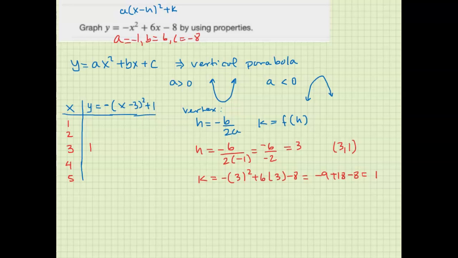So let's plug in 4. We get negative 4 minus 3 is 1 squared plus 1. Negative 1 plus 1 gives me 0. By symmetry, if I go 1 this way and 1 this way, those should have the same y value, so this is also 0. Now plug in 5 into here. We get negative 5 minus 3 is negative 2, squared is 4, negative 4 plus 1 gives me negative 3. And this is also negative 3. Alright, so we're ready to graph.